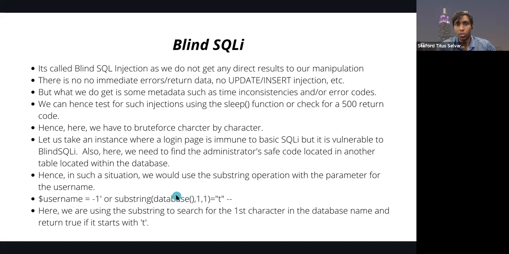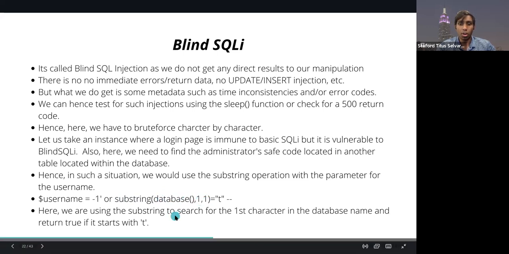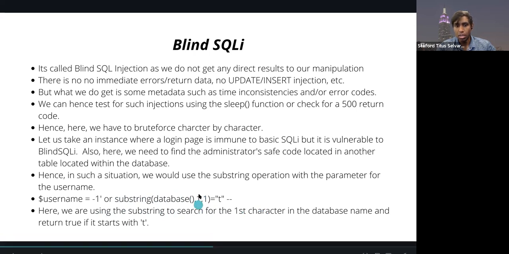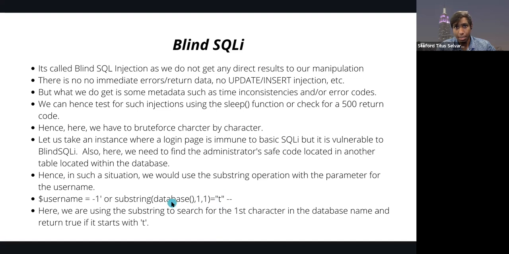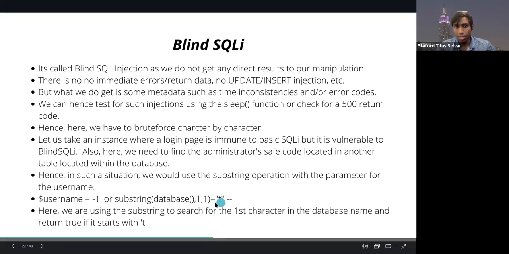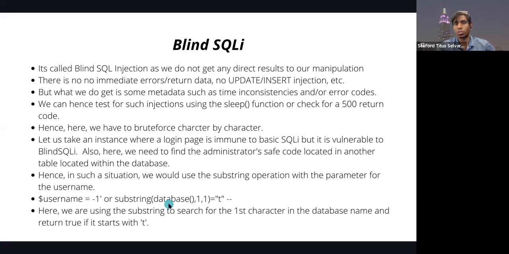I'm giving the query over here to find the name of the database, and then 1 and 1. So essentially what happens here is we are going to use the substring function or operation to search for the first character. So that is what this 1 means, right? This first character in this database, first database, and return true if it starts with T. So if this first character in the database name starts with a T, then this substring will return true.